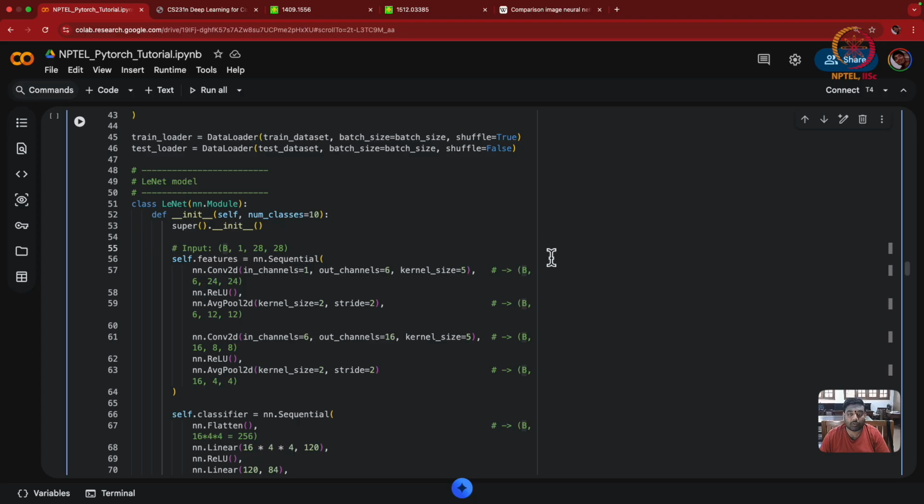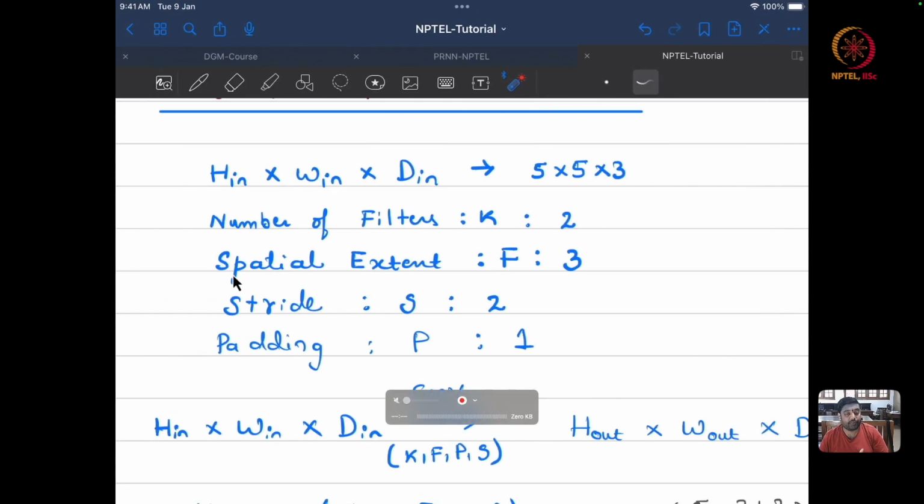NN.sequential. By now you know what is NN.sequential. And then comes the question: how do you define a convolution layer? To define a convolution layer, if you remember, what are the things that we need? We need the number of filters, the size of each filter, stride, and padding.